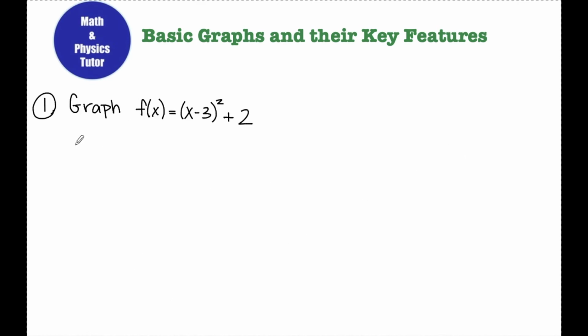Number one, graph f(x) = (x - 3)^2 + 2. I know that since I have x squared here, this comes from the basic graph of just x squared, which is that parabola with a vertex at (0, 0). If I use the rules that we just talked about, since I'm subtracting 3 inside with the x, that means that I need to shift this graph right 3 units. And this plus 2 on the outside means that I need to shift the graph up 2 units.